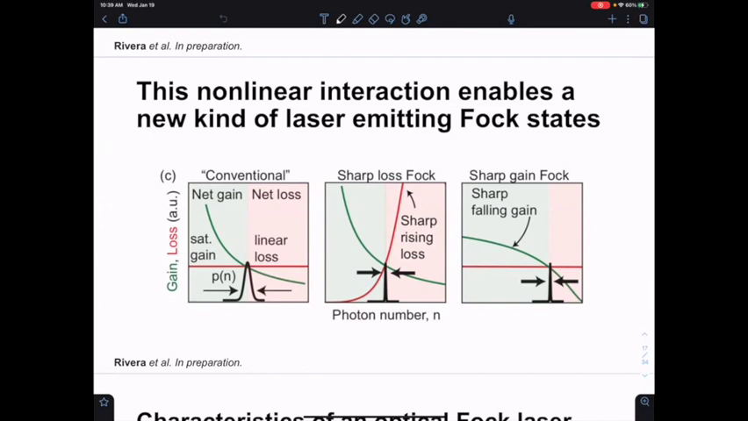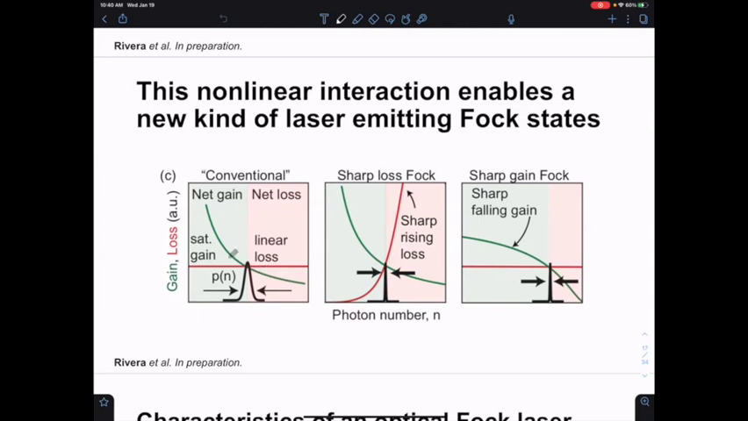So the idea is, the way we think of it is like this. The system steady state is where gain balances loss. Now, if you have a fluctuation in the photon number from that point, you're operating at a place where gain doesn't balance loss because you've moved either to the right or the left on this curve.